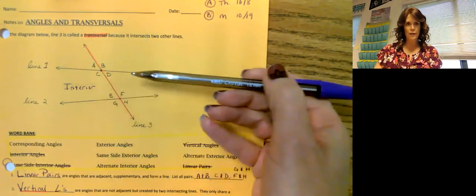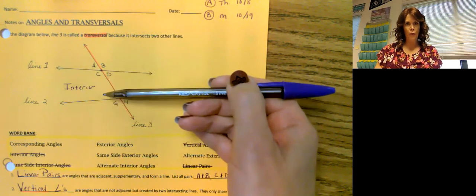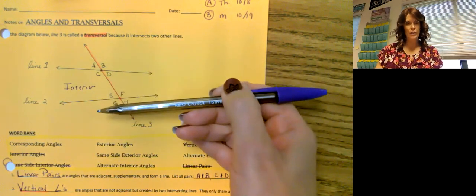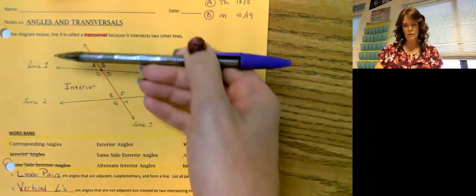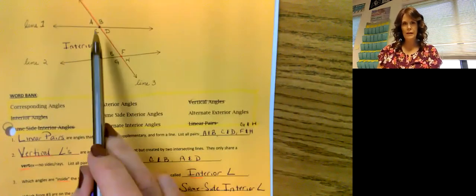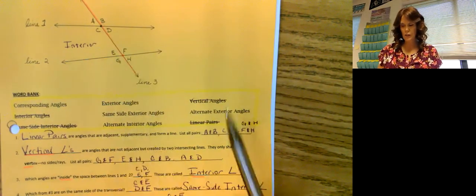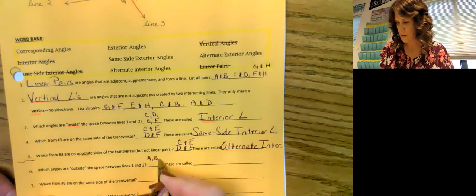All right, well, let's now talk about the angles that are outside that space between lines 1 and 2. If these are inside, what's left are A and B and G and H, right? So the ones that are outside that region, outside, would be A and B and G and H. And I'm just going to list them, A, B, G, H. Because technically it's not that these are all pairs, I should do another and here.